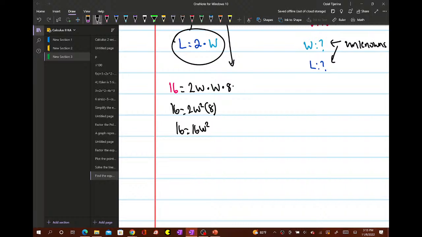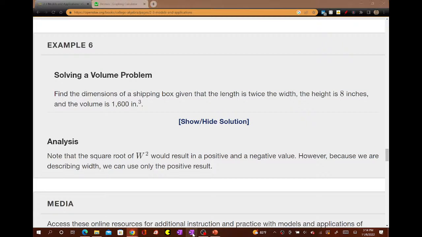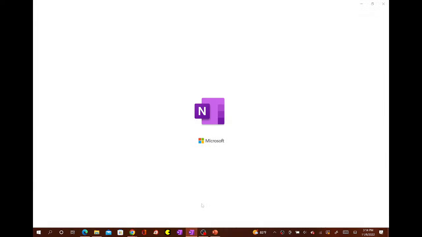If you divide by 16 on both sides, oops. Sorry guys, it does that very often. I don't know why. It's really annoying. We're almost done.